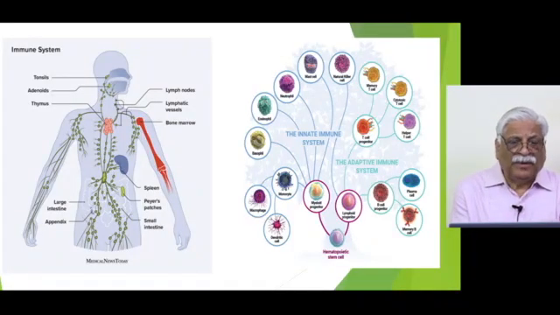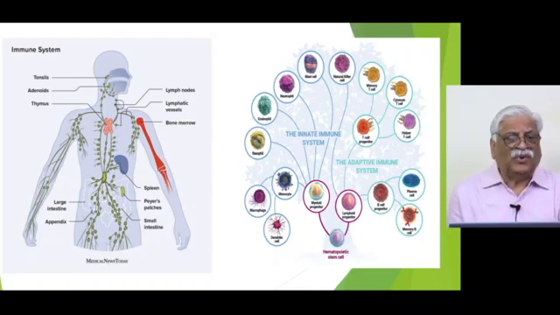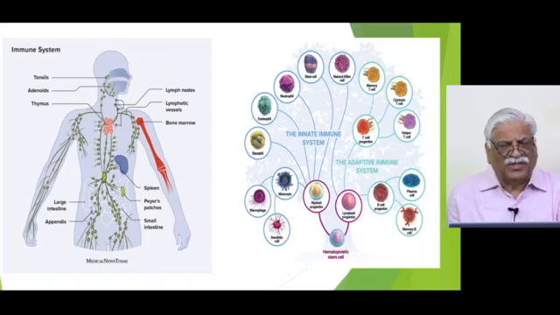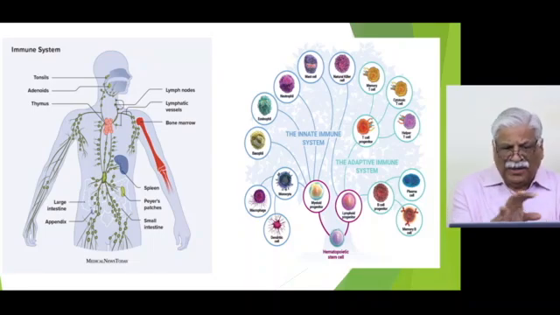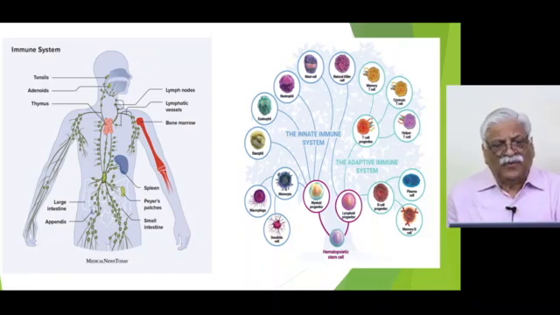In addition to the immune system which is present here, we also have another system known as the lymphatic system. The lymphatic system is present in the form of tonsils, adenoids, and a small gland known as the thymus. In addition to that, in every part of the body there are lymph nodes.